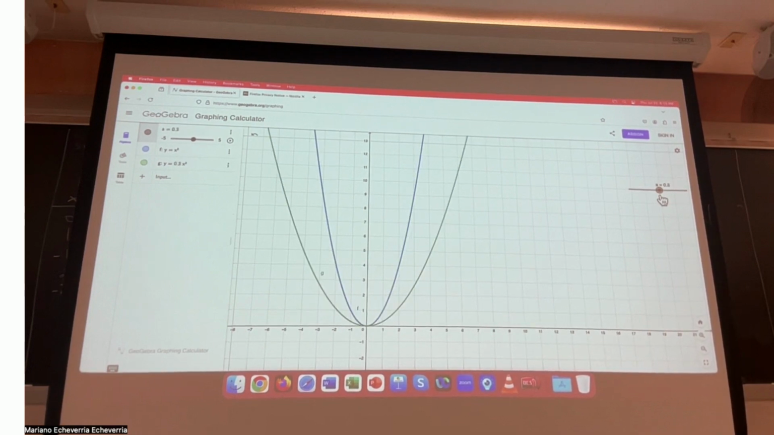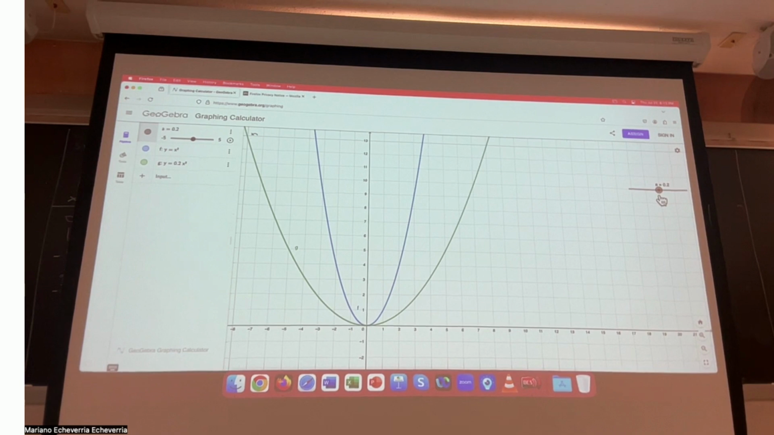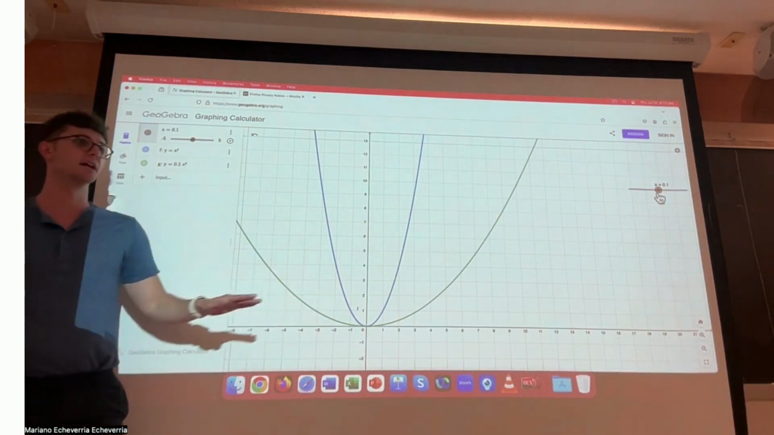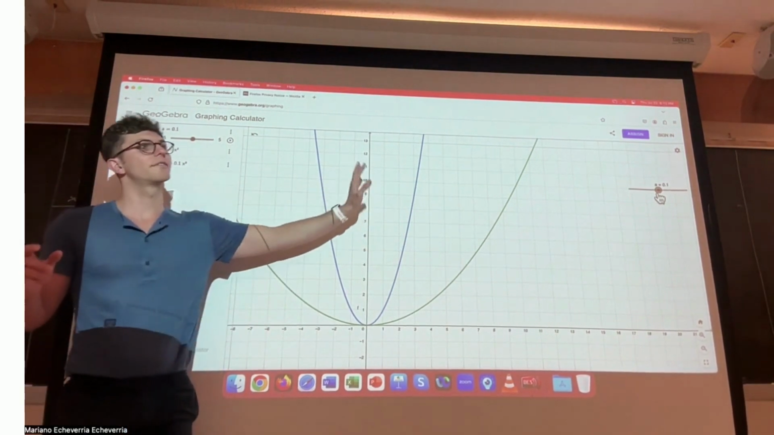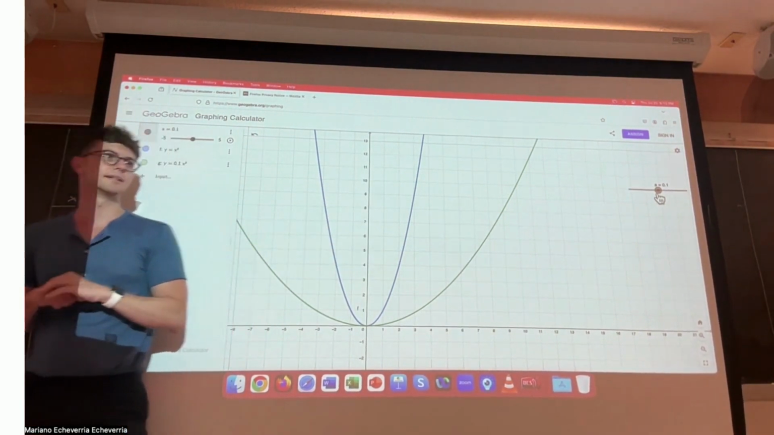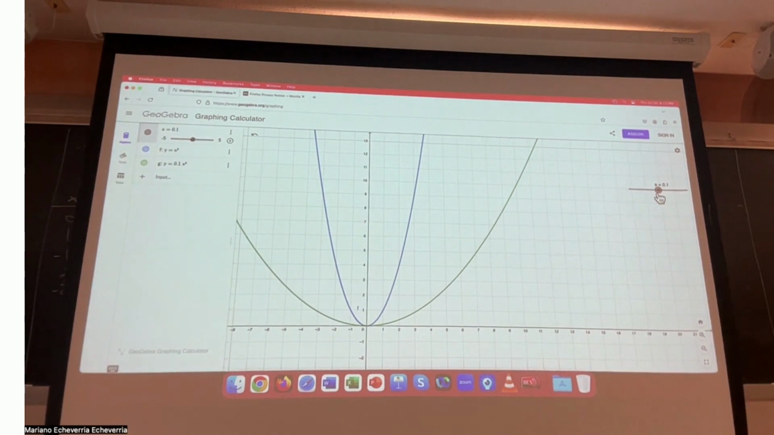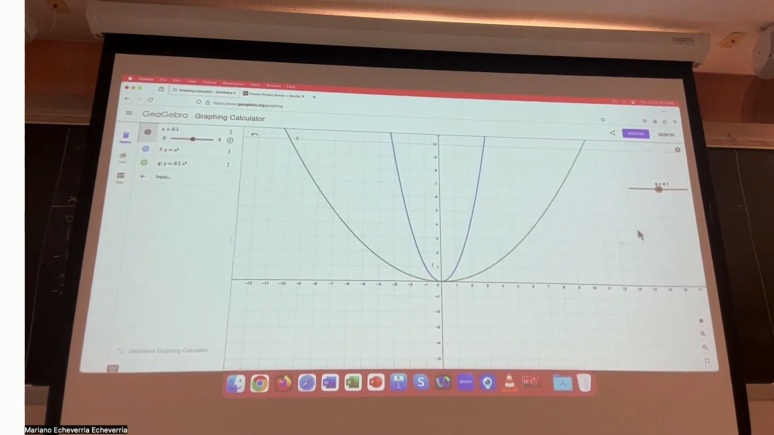And once a is between 0 and 1, the graph is now very, very close to the x-axis. Okay, so the bigger a is, the closer the graph is to the y-axis, if that makes sense.